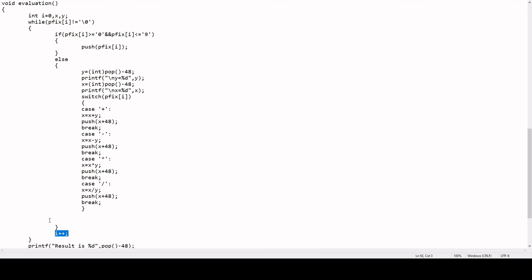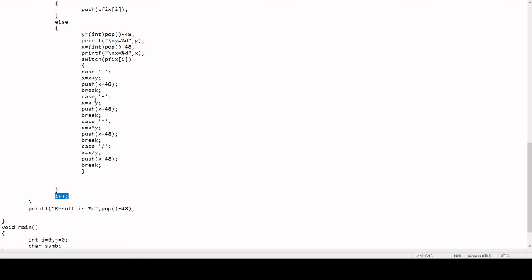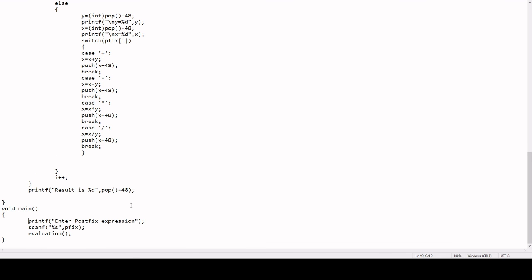Once we are done with this while loop, it indicates that we are done with the expression. Once you are done with the expression, the result would be stored in a stack, which we have to pop out. Again, while popping the result, you have to subtract 48 from that in order to get an appropriate result. This is our main function, wherein we are scanning a postfix expression from the user. Prefix is already declared at the global level, so we scan it as a string, followed by which we make a call to an evaluation function. So this is all about evaluating a postfix expression to get a final output.